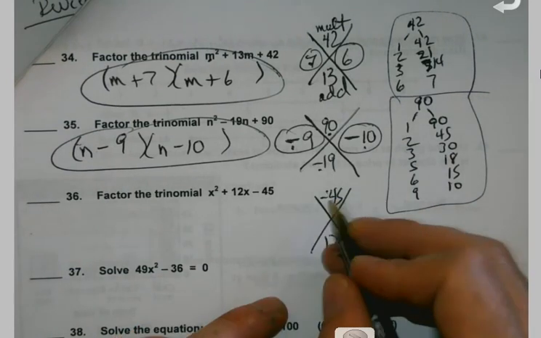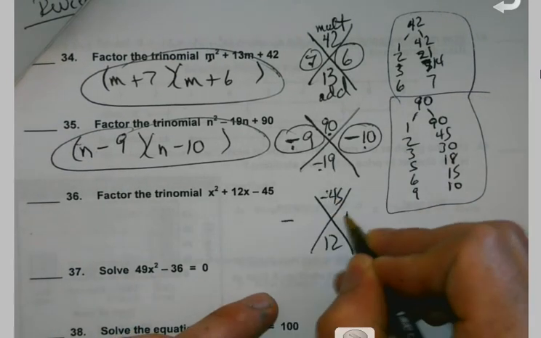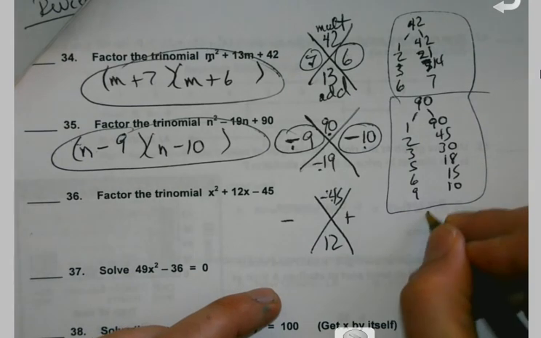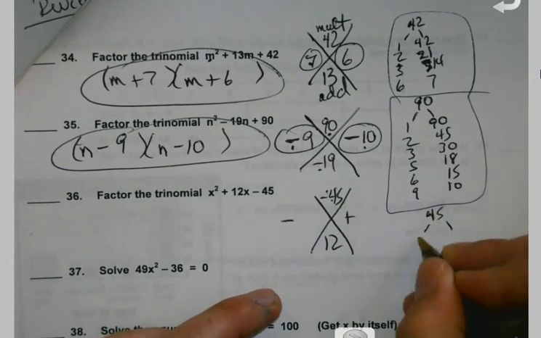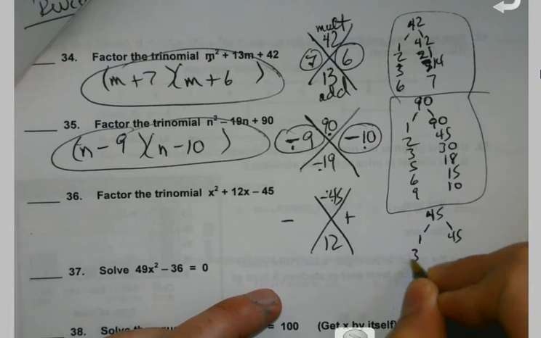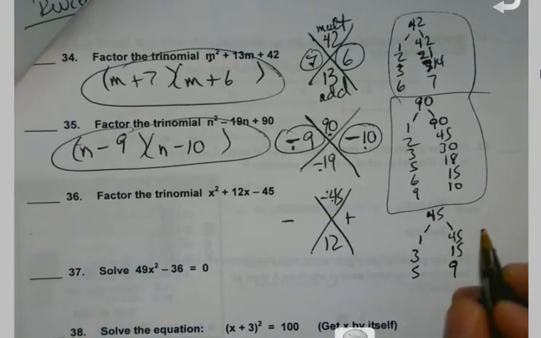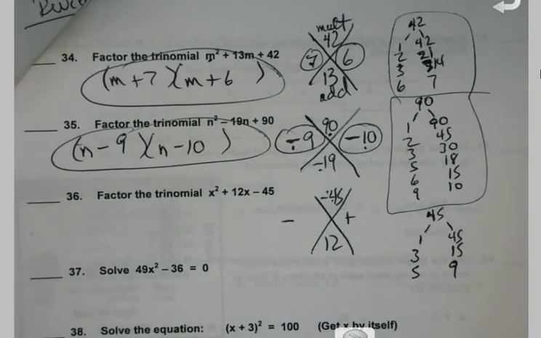Same thing working here. I know I'm going to have a negative and a positive because they multiply to a negative answer. So 45, let's see here. Those are my only 3 options. Now with a positive and a negative this time, I know I'm going to subtract the 2 to get 12. Well, I know 1 and 45 doesn't do it. 9 minus 5 certainly isn't 12. Okay, 3 and 15. Now I got to figure out which one's which, because it matters.